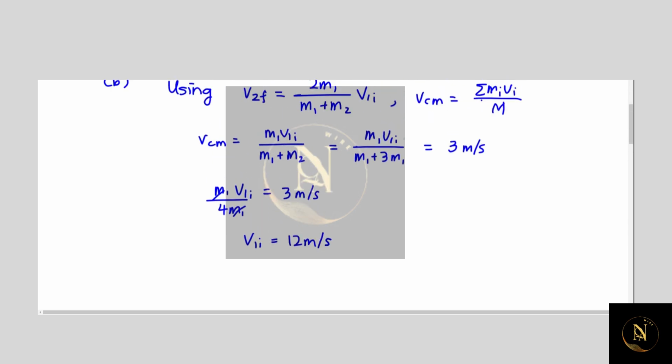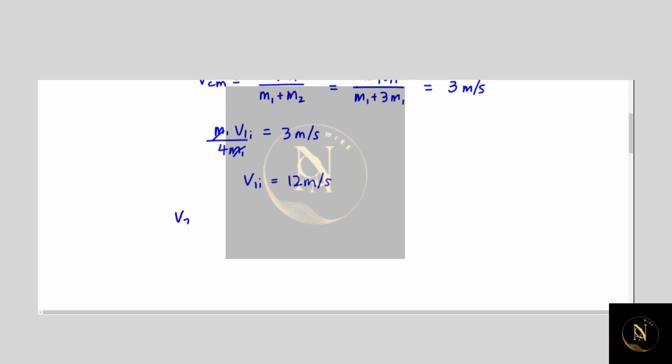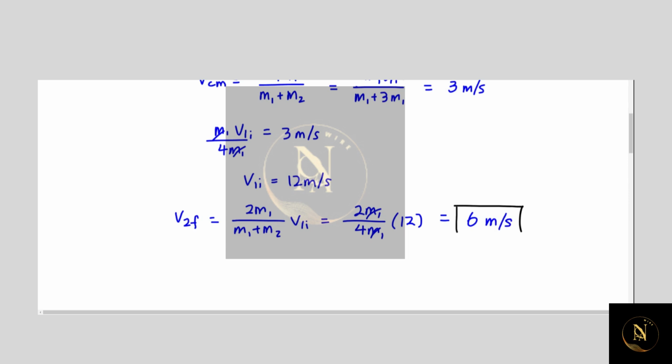Then we can find v2f now. So v2f is equal to 2m1 divided by m1 plus m2 times v1i, so 2m1 divided by 4m1 times 12. So we have 6 meters per second. And that's all for this question.